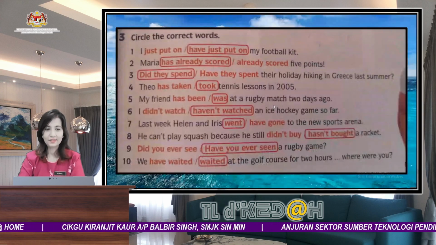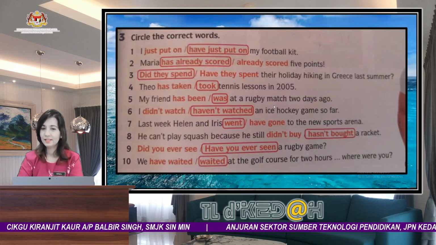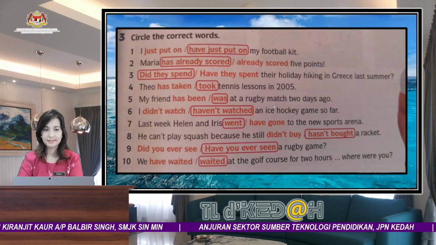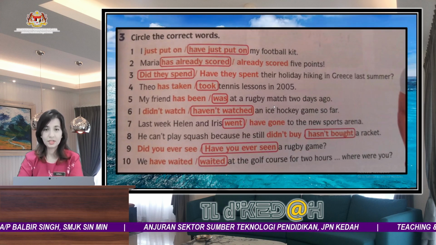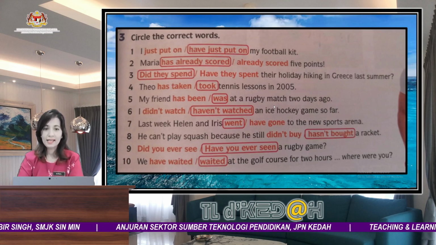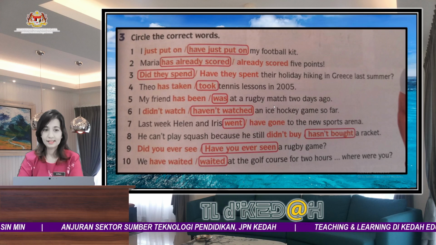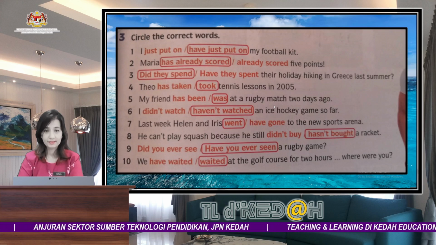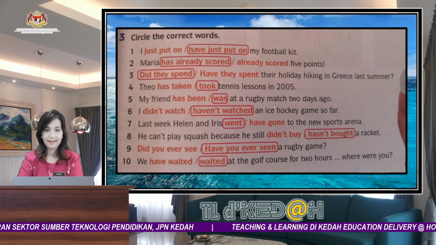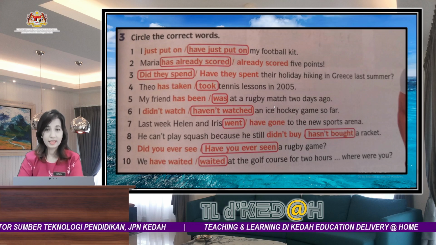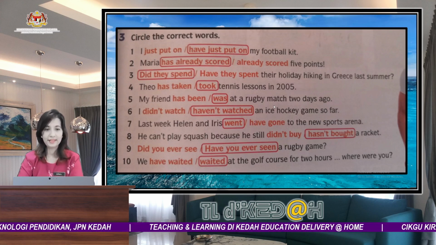Okay, the first one is actually present perfect tense. Why? Because no time is specified. You are just saying in general an action that you have done, but you did not specify when. So: I have just put on my football kit. Number 2: Maria has already scored 5 points. You cannot use past tense here because it's not mentioned when. She has already scored 5 points and she may score even more points after this. So you use present perfect tense.